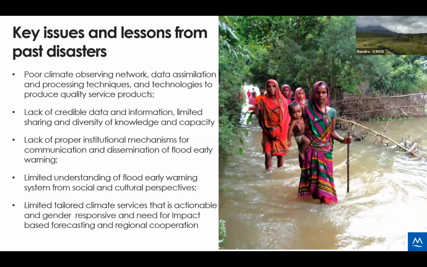So some of the key issues from such kind of flood disasters in the past, what does it really point out to? One is that we have very few observing networks, and data assimilation is very limited. Processing techniques and technologies to provide quality service products is limited. So thus, the amount of in situ data, we call it. When I say in situ, it's observed data on the ground, like climate stations, for instance, like hydrometeorological stations. Those are very limited. And not only limited, but also limited in terms of sharing of data information. The institutional capacity in terms of using this information, as well as communication and dissemination for floods, is very limited.